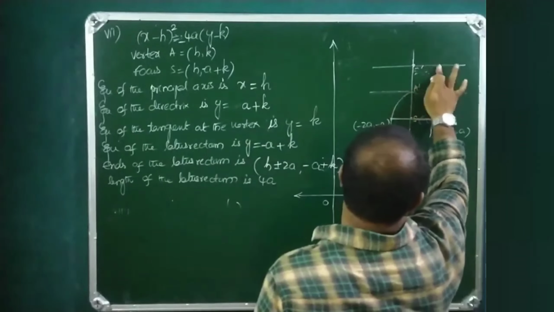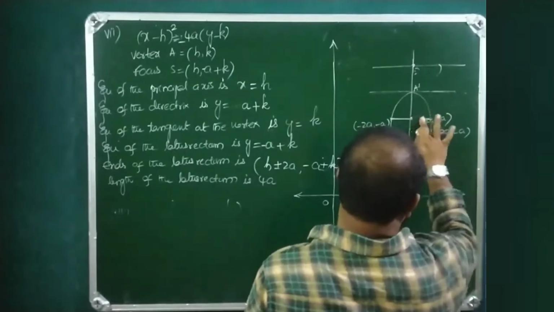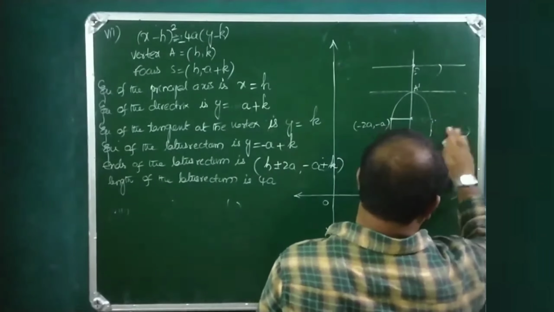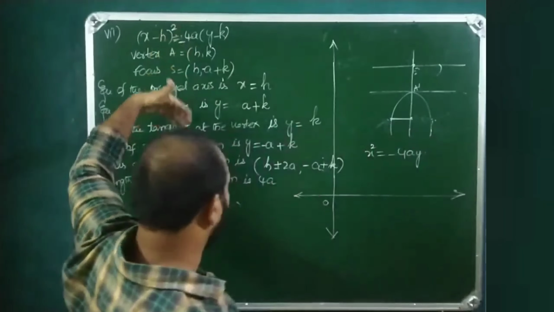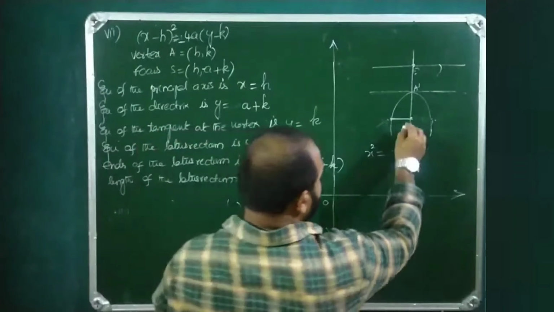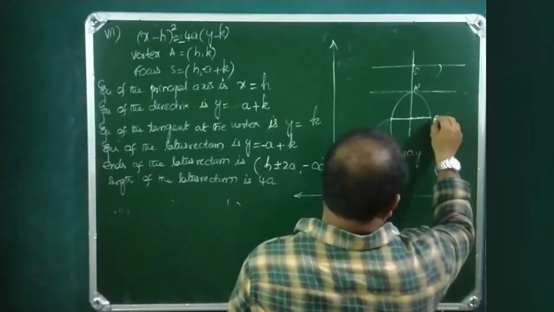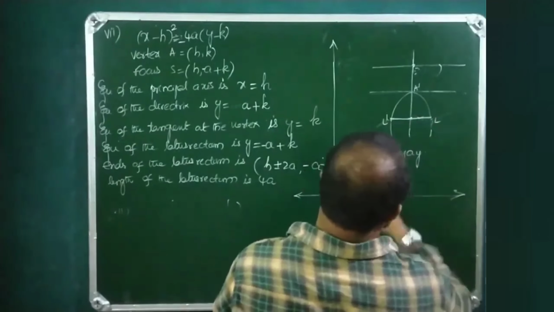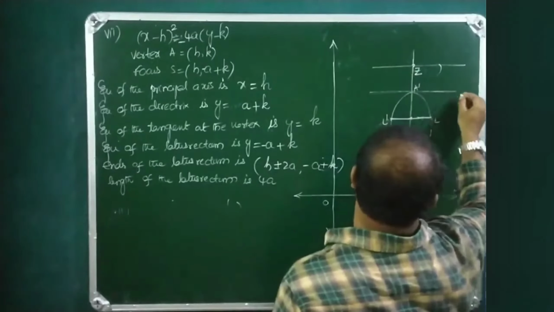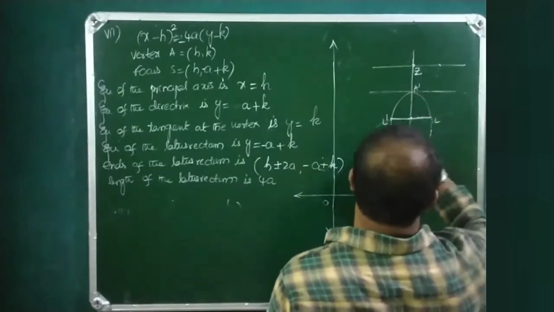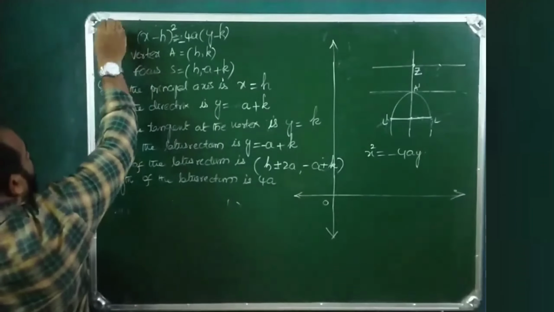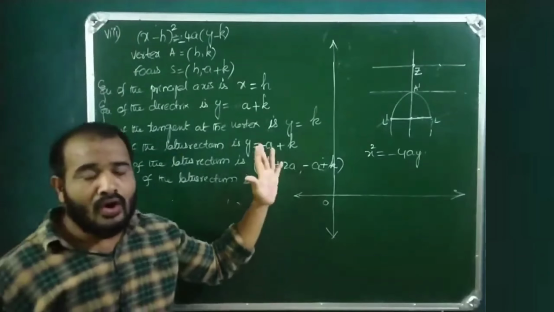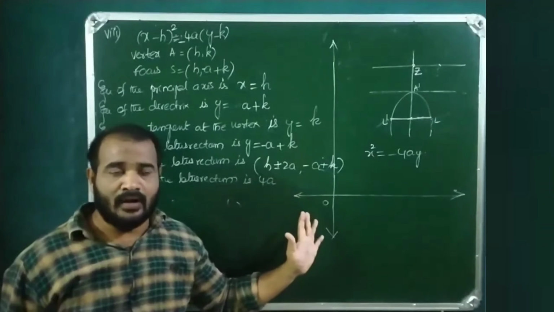Okay, these points will be changed, so those changed points I have written everything on the board itself. So this is L dash, this is A, this is Z, etc. So this is how it will look like.